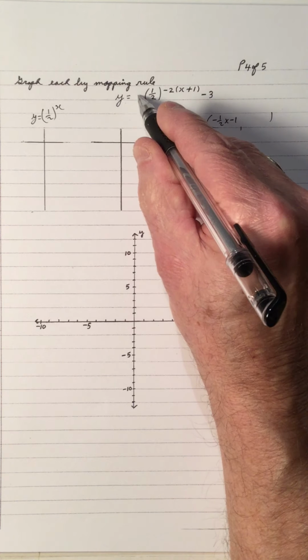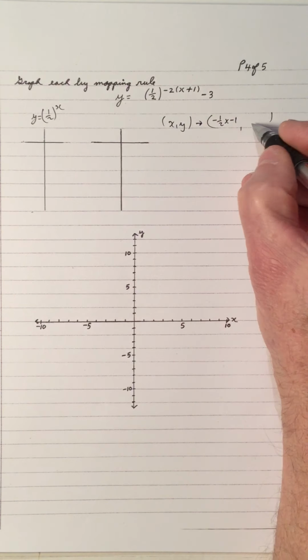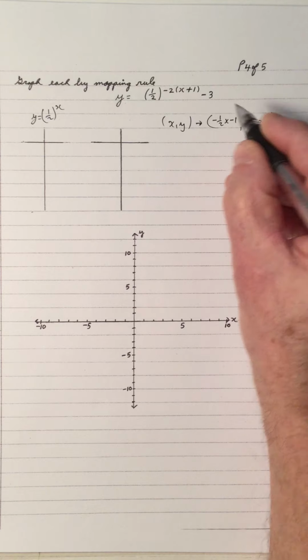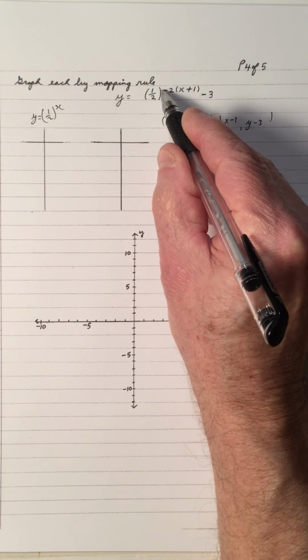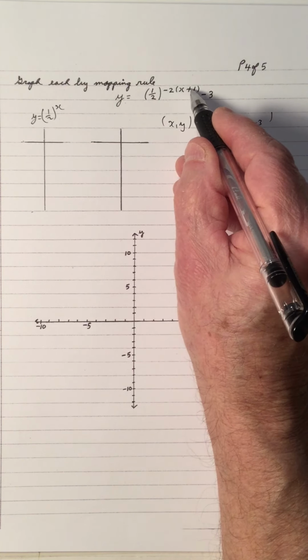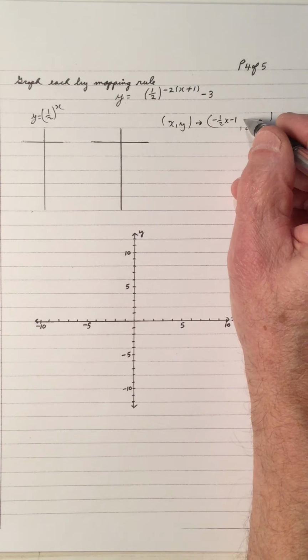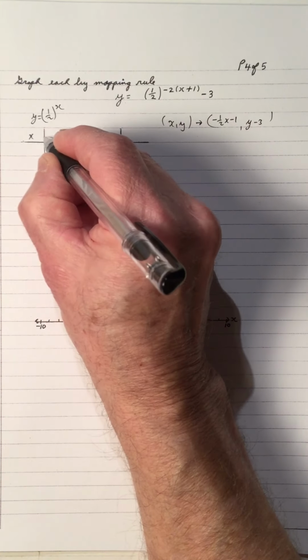When we do the y, there's a 1 here, so it's a 1y minus 3. So it's a y minus 3. Again, in terms of the x, you get the reciprocal of this one, and you get the opposite of this one. And that's the mapping rule. So this is x, y.